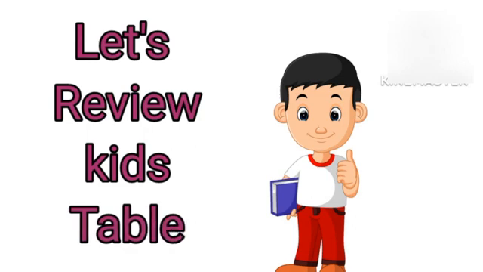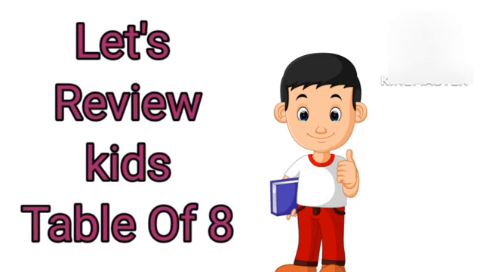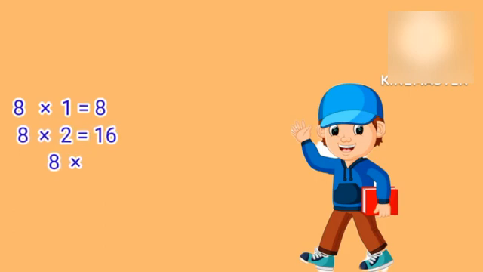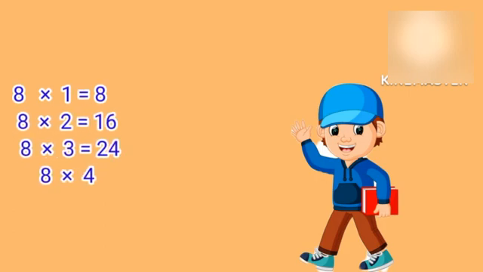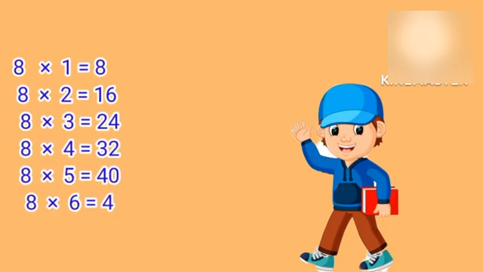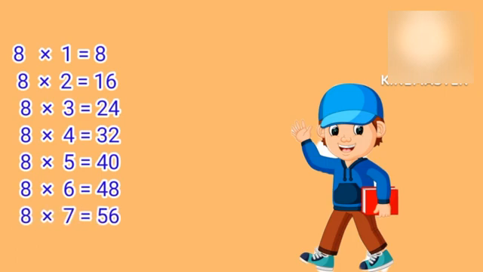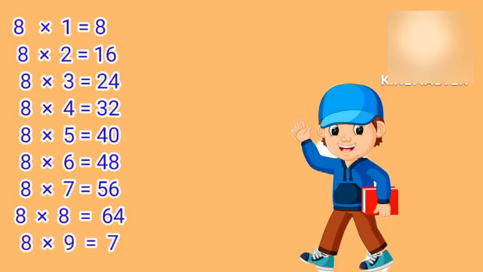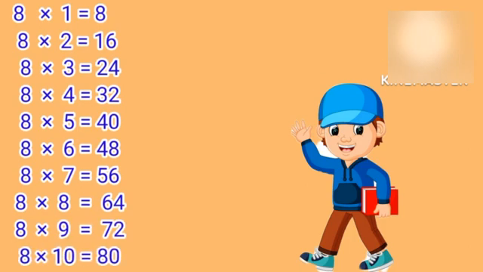Let's review kids. Table of 8. 8 ones are 8. 8 twos are 16. 8 threes are 24. 8 fours are 32. 8 fives are 40. 8 sixes are 48. 8 sevens are 56. 8 eights are 64. 8 nines are 72. 8 tens are 80.